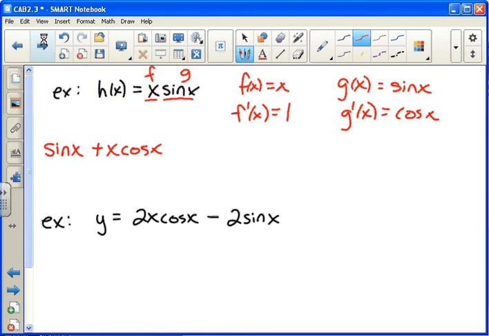And that's it. The good thing about the trig is there's not really anything to simplify most of the time, or there's less to simplify anyway. So this is our final answer. This is the slope of our function h. So this is h prime of x.